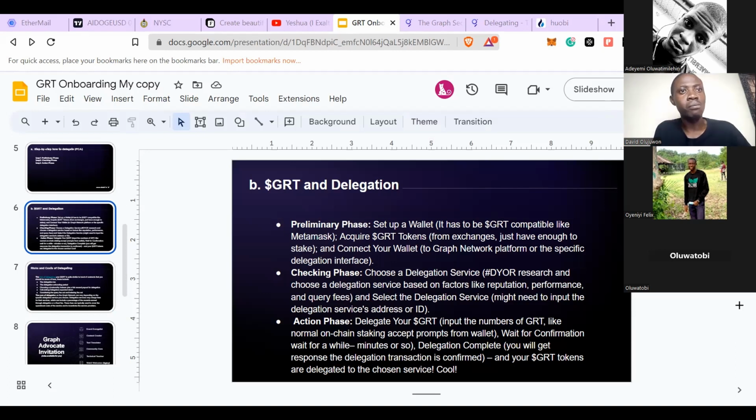Okay. Yeah. So the first thing to do in the preliminary phase is ensuring that you know how to set up your wallet. Like I said earlier on, there are a lot of wallets you can use to connect with this protocol.